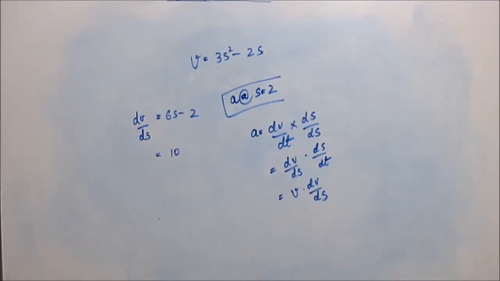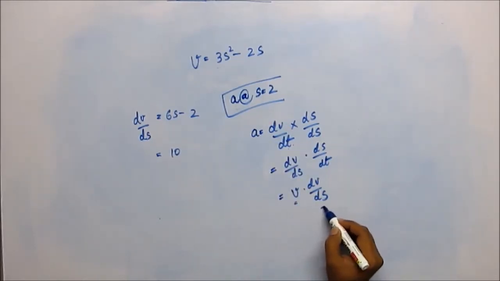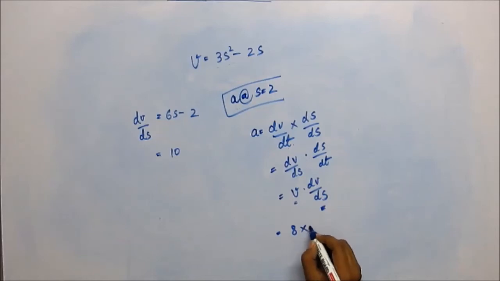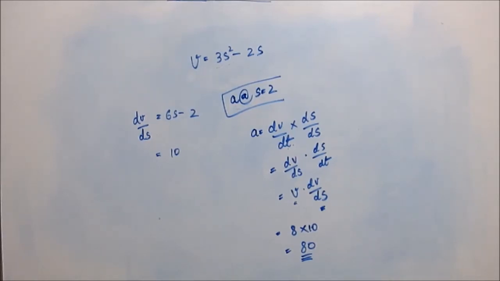Fine. So acceleration at s equal to 2 can be found by putting v and dv by ds. v we have found as 8 and dv by ds as 10. That turns out to be 80. So this is mathematics, this is manipulation. There's no physics in this. And the kind of manipulation that you have done before, the kind of arithmetic that we are familiar with, that will hold true in this case, as long as it is the first differential.